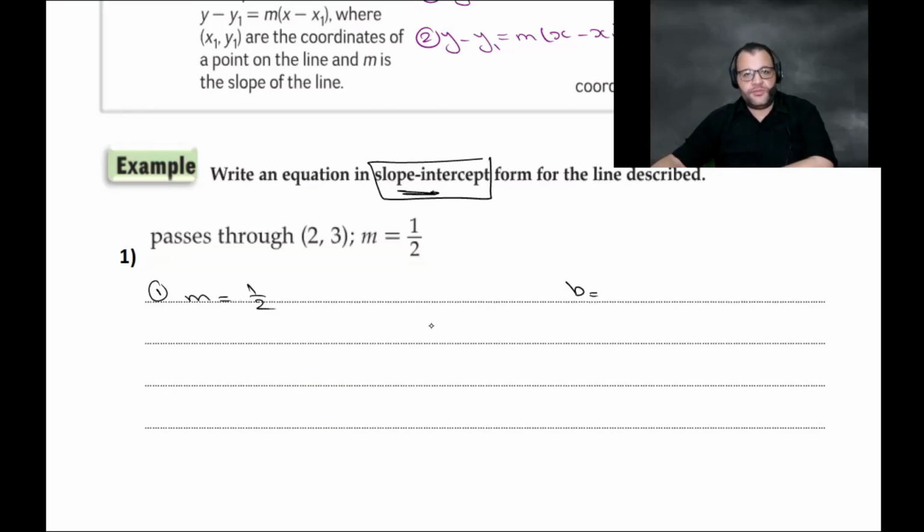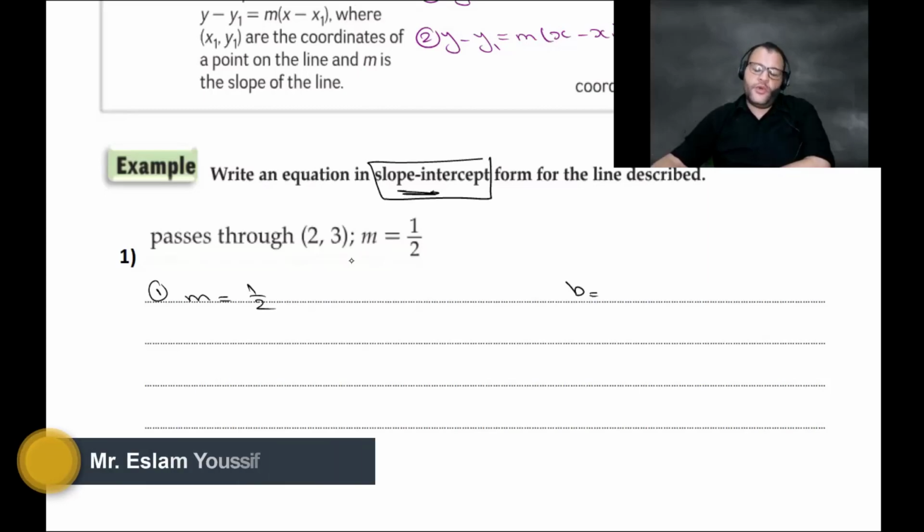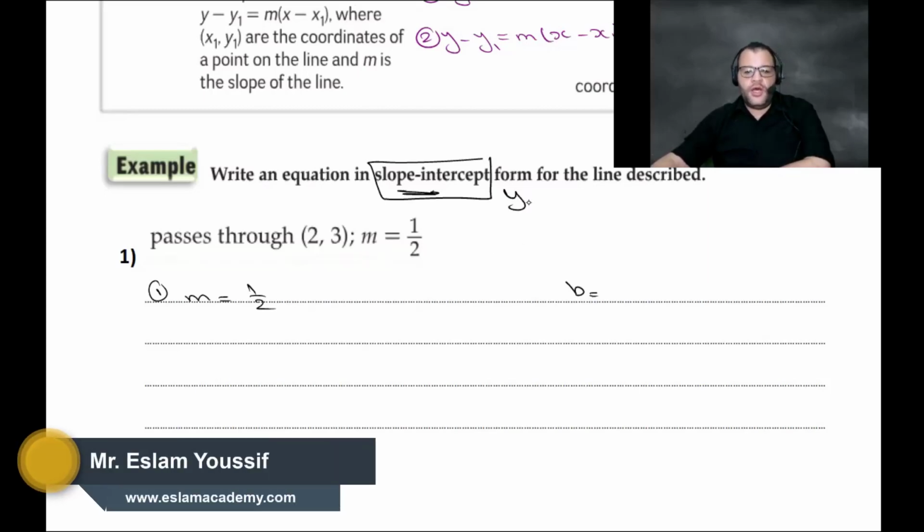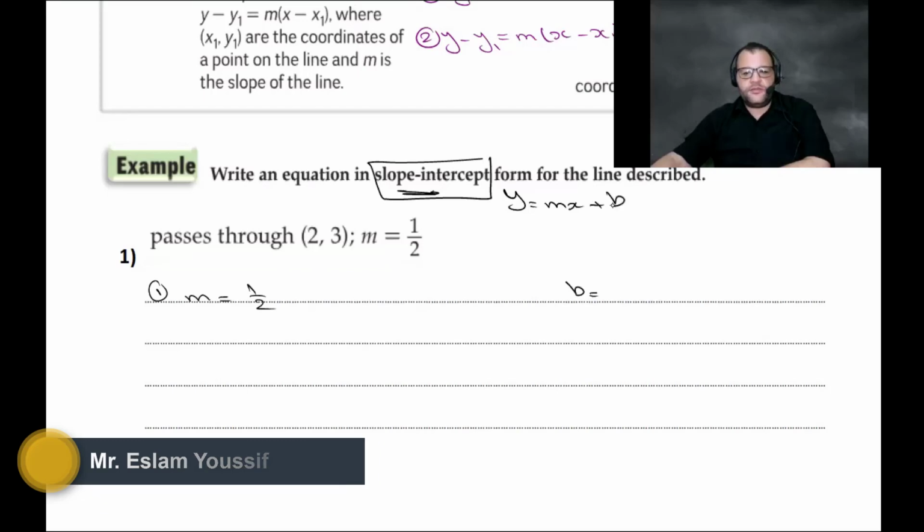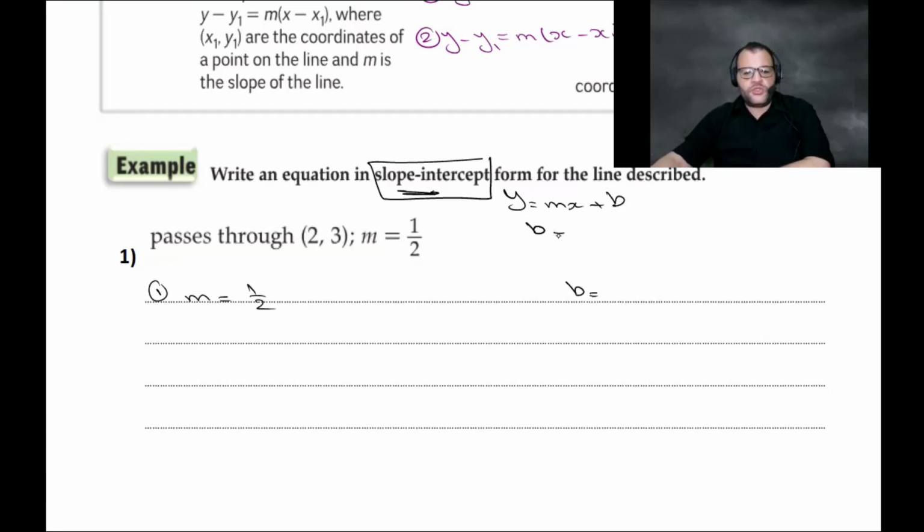How do we find the y-intercept? You can use point slope and then convert it, or you know that y equals mx plus b. If you need to find b, solving for b, b equals y minus mx. That's x, and that's y, and that's m. So we can say 3 minus m, which is 1 over 2, times x, which equals 2.